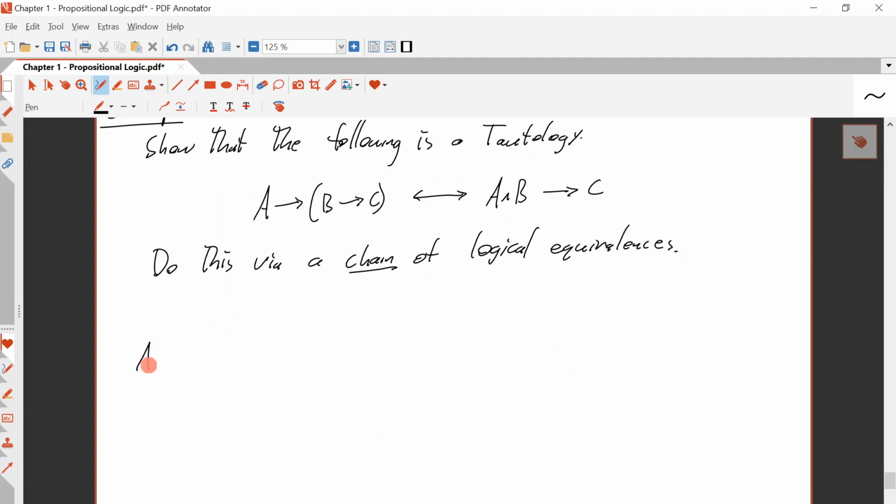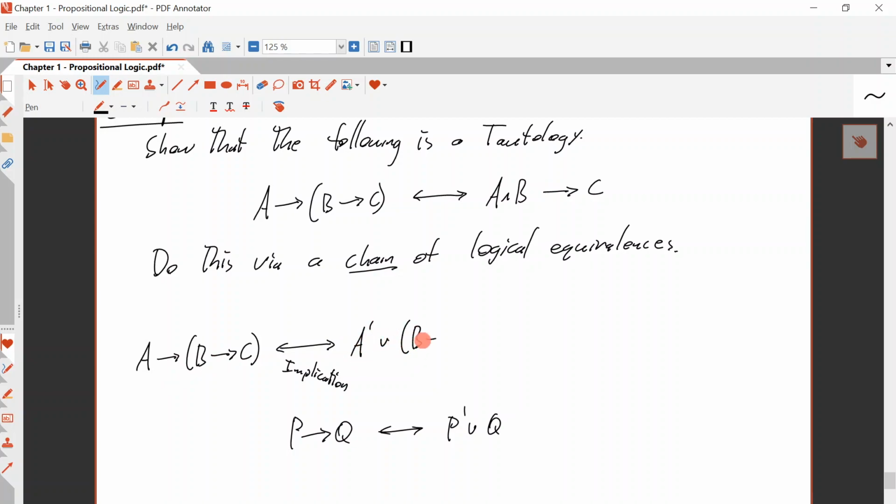All right. Well, A implies B implies C is logically equivalent, via the implication tautology, to A naught or B implies C. The implication tautology was that P implies Q is logically equivalent to P naught or Q. So I'm thinking of the A as P and B implies C as Q. So this is P implies Q, and then this is P naught or Q.